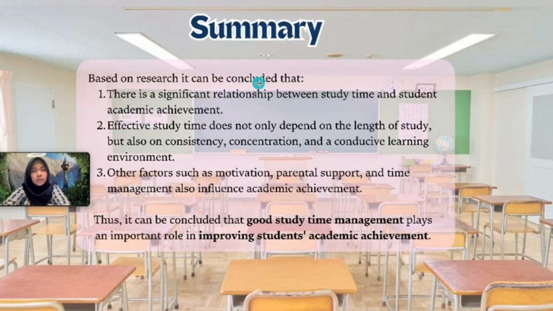Summary. Based on the research, it can be concluded that there's a significant relationship between study time and student academic achievement. Second, effective study time does not only depend on the length of study time, but also on consistency, concentration, and a conducive learning environment. And third, other factors such as motivation, parental support, and time management can also influence academic achievement. Thus, it can be concluded that good study time management plays an important role in improving students' academic achievement.